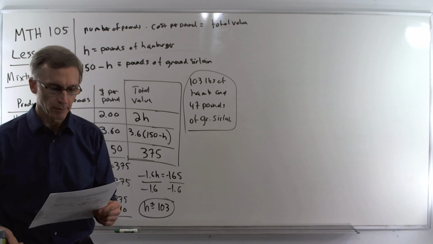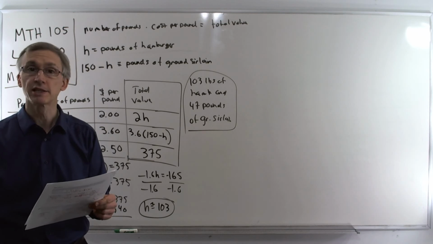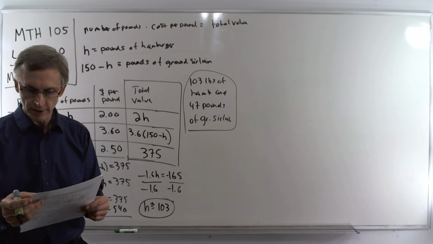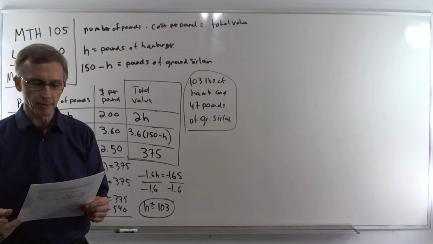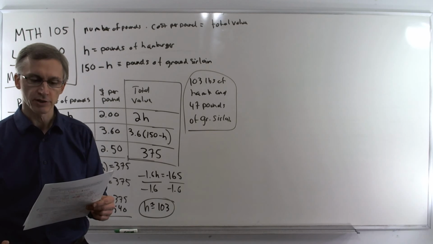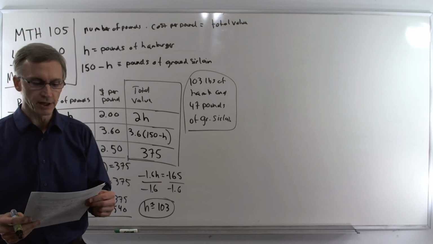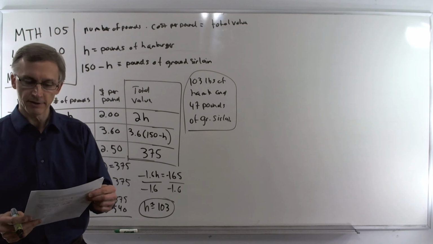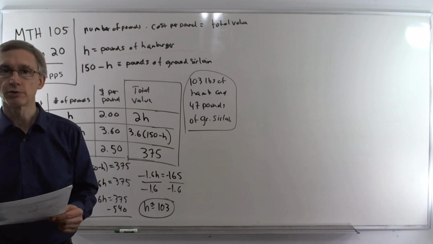Your turn number 2. The manager of a grocery store is creating a bean mix for making soup. The mixture will consist of black beans, which cost $2.50 per pound, and red beans, which cost $3.50 per pound. How much of each type of bean should be included to produce 60 pounds of a mix that will cost $3.25 per pound?